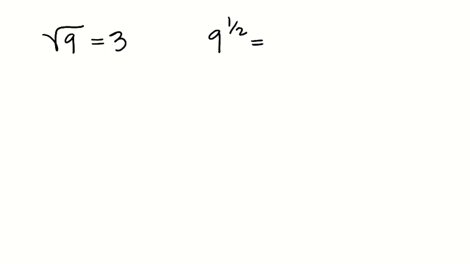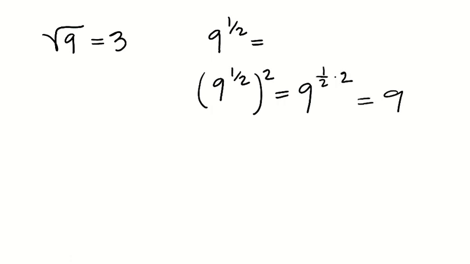So I'm going to do a little bit of experimentation. If 9 to the 1/2 is the square root of 9, when I square it, I should be able to get 9, right? So 9 to the 1/2 squared is equal to, well, this is the situation where I multiply the exponents, so 1/2 times 2. And so that's 9 to the 1, which is 9. Okay, since 9 to the 1/2 squared is 9, 9 to the 1/2 is the square root of 9, which is to say that it's 3.